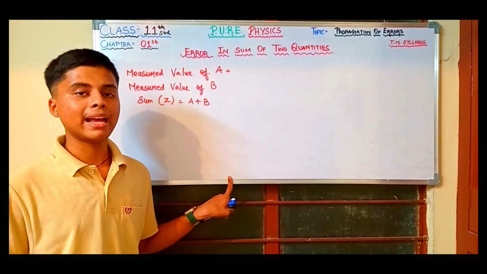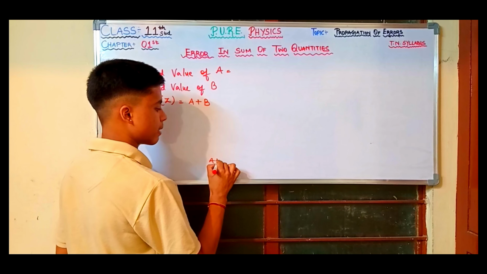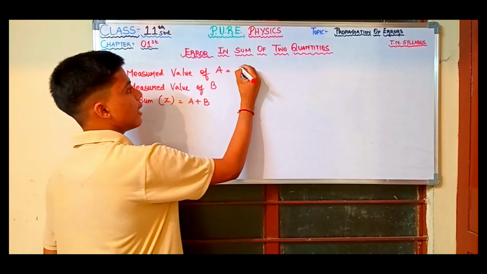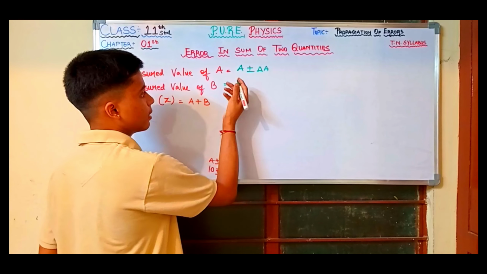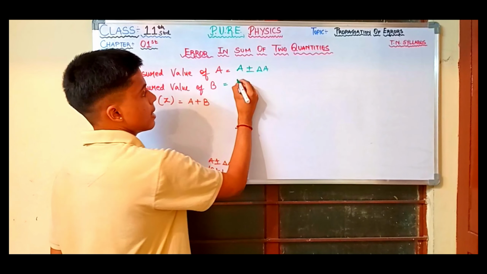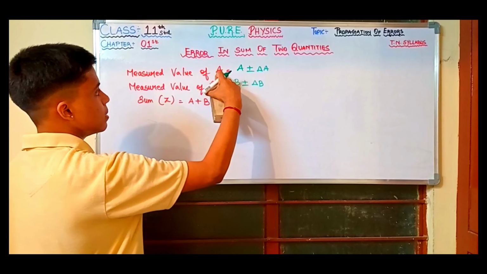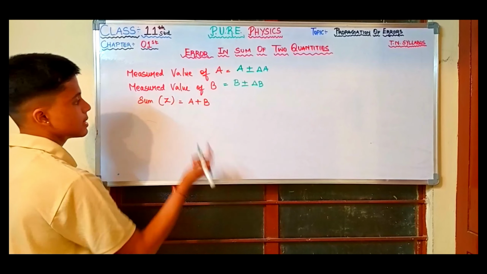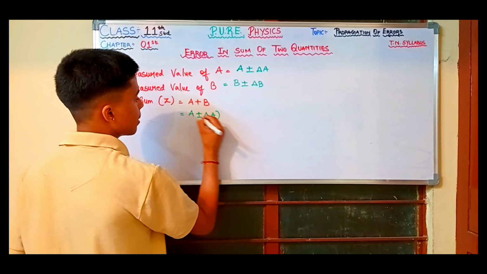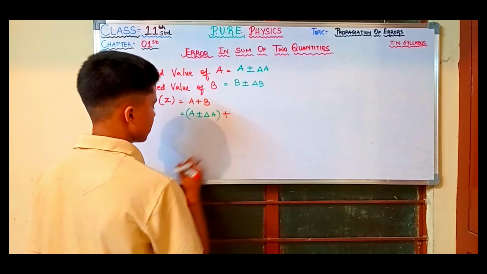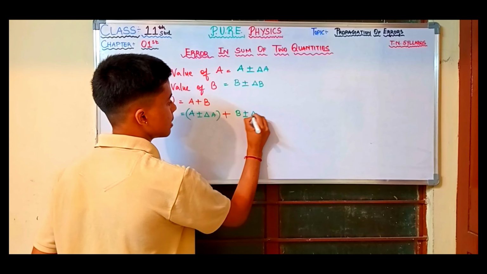Now, my final value for the actual length of rod A is 10 plus or minus 1 centimeter, which is A plus or minus delta A. So the value of A will be A plus or minus delta A. And repeating the same for measured value of B is B plus or minus delta B. So if I add A plus B, I'm going to substitute the values of A and B in this equation, which is nothing but Z is equal to, in the place of A, I'm going to substitute A plus or minus delta A, put the bracket, put the positive sign, and write the value of B, which is nothing but B plus or minus delta B.